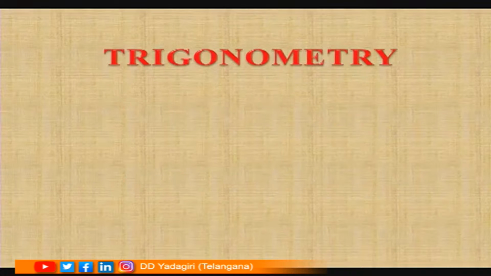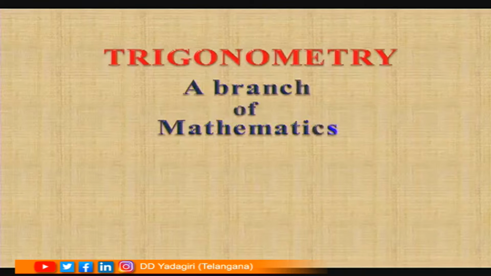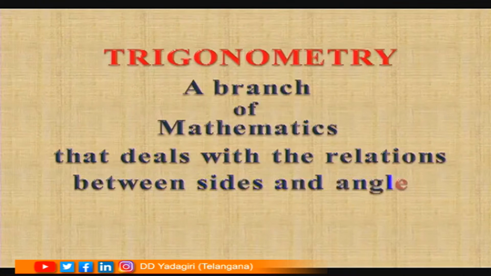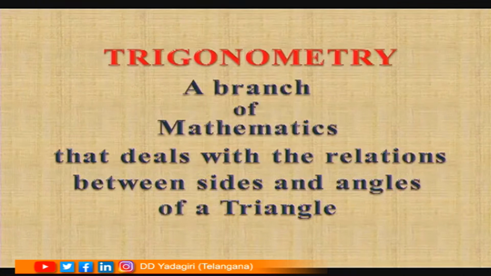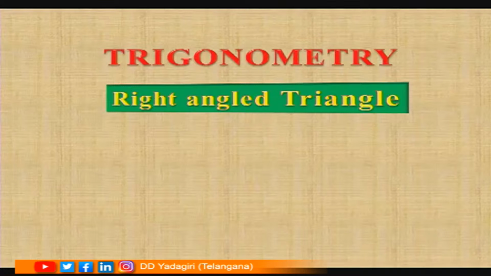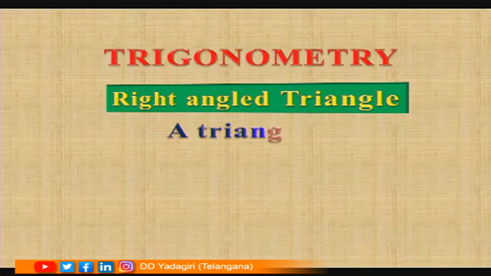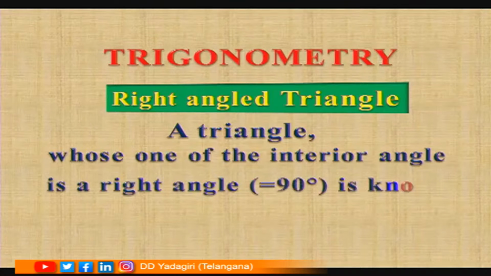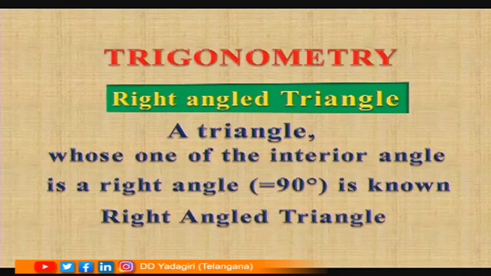So, once again we see here the meaning of it. A branch of mathematics that deals with the relations between the sides and angles of a triangle, we usually call trigonometry. Now, mostly trigonometry deals with right triangles, but what is a right triangle? A right triangle is a triangle whose one of the interior angles is a right angle, which is equal to 90 degrees, and is known as a right angled triangle, isn't it?